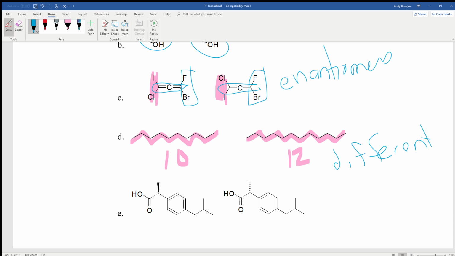And finally, in part E, we have just the one chiral center. It's been inverted, and that makes them enantiomers.